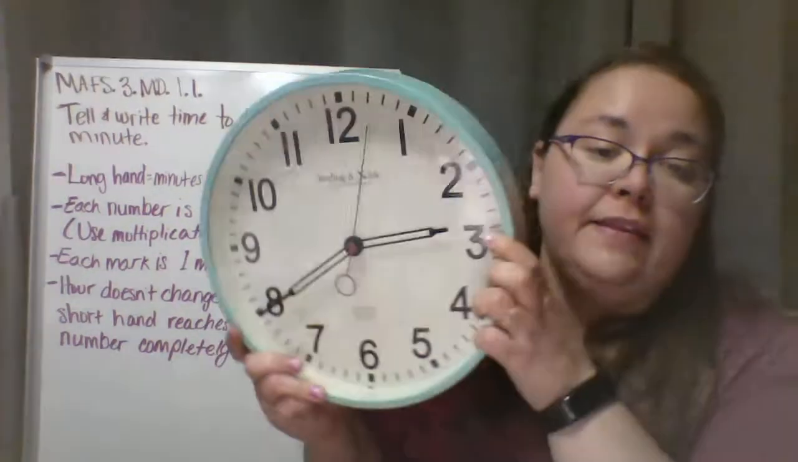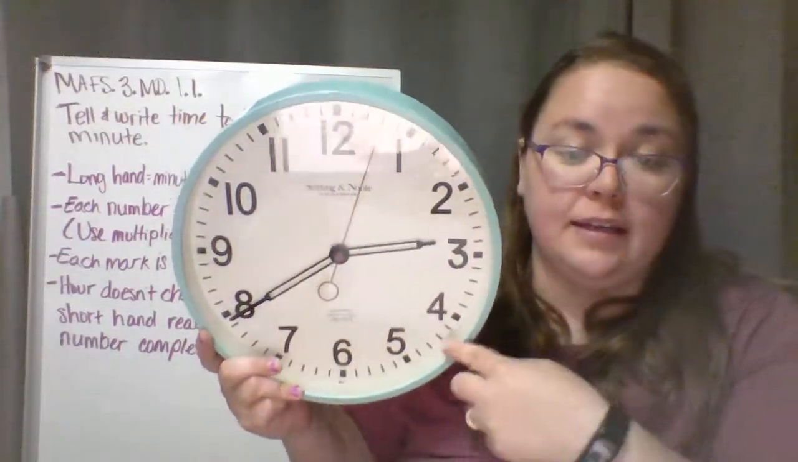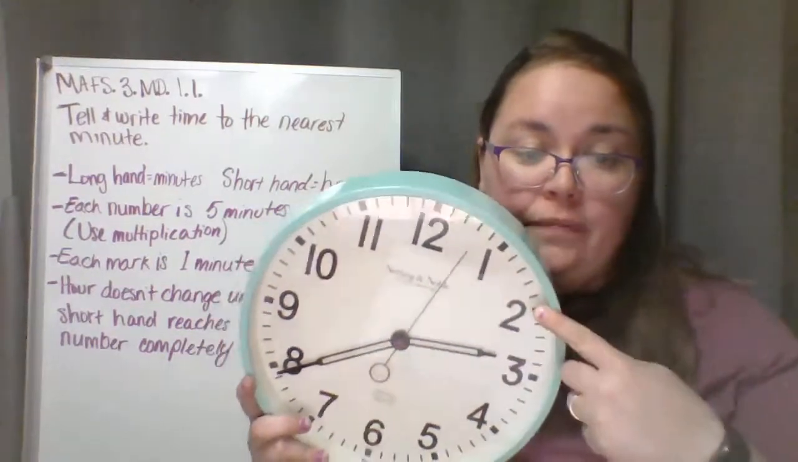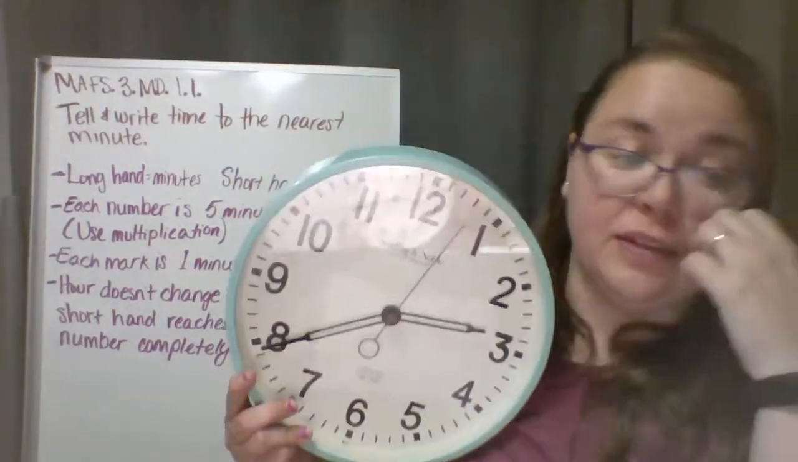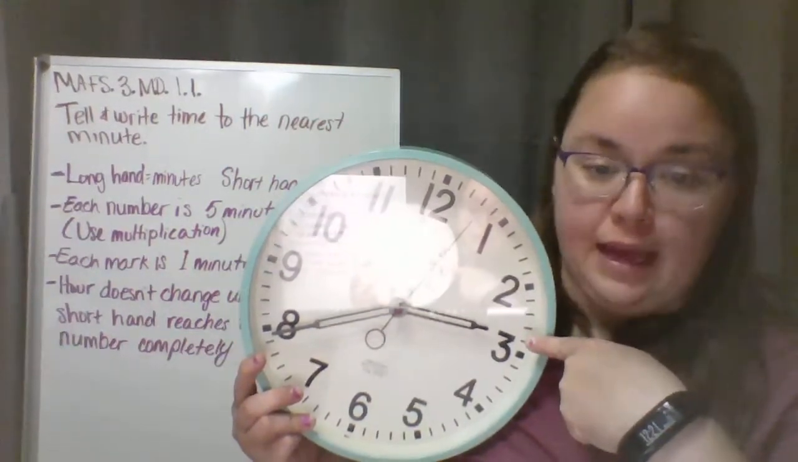keep in mind that the hour hand is going to move in this direction. That's why we call it clockwise. It's going to move in this direction. So once it got here, it passed the 2, so it's now in the 2 o'clock hour. It hasn't reached the 3 yet.